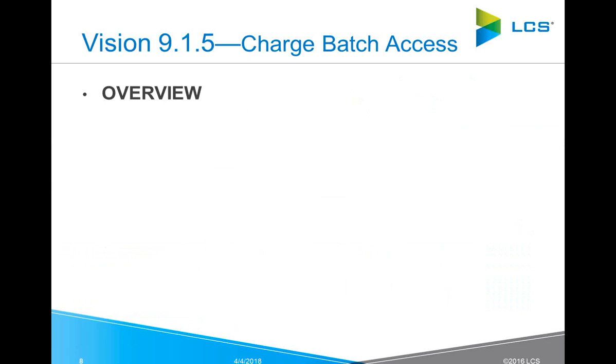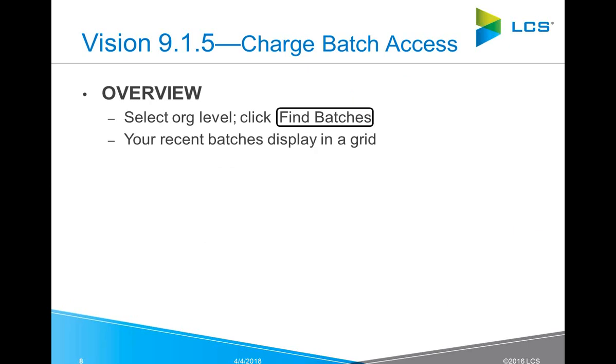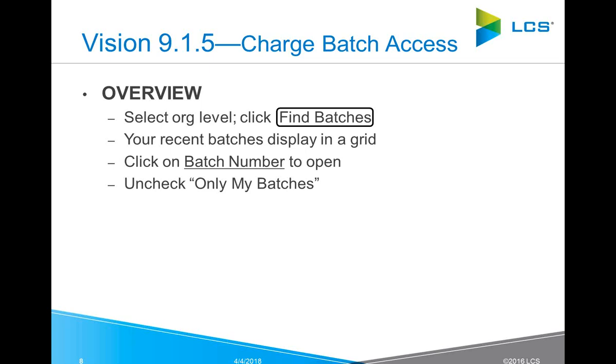As an overview of this screen, the first thing you will do when you navigate to the screen is select an org level and click Find Batches. Your recent batches will display in a grid. Click on the batch number to open a batch. Uncheck Only My Batches if you need to find a coworker's batch. If you still don't see your batch, you can change the created dates.